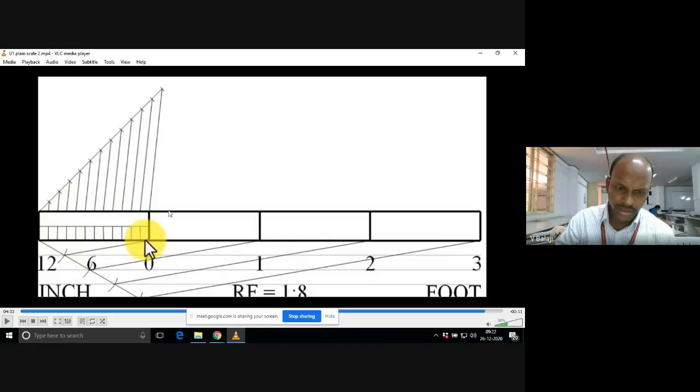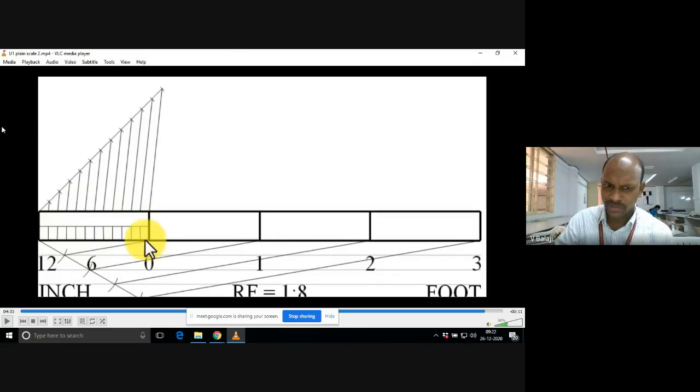Okay, and leaving 1 centimeter gap from the main rectangular box, you can draw one horizontal line that represents the dimension line. Upon it, you write 2 feet 7 inches. Okay, so in this way, you need to construct a plain scale.